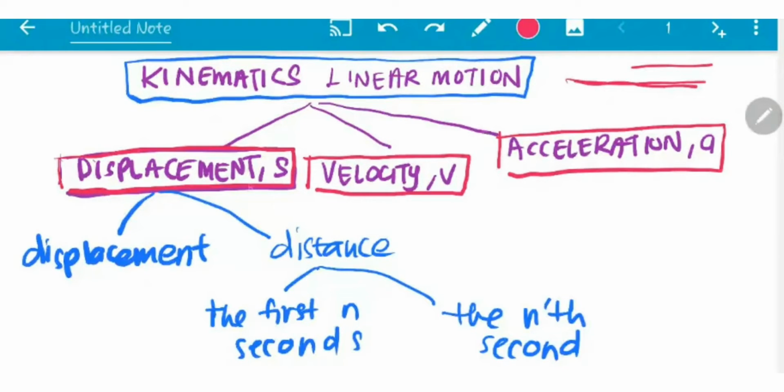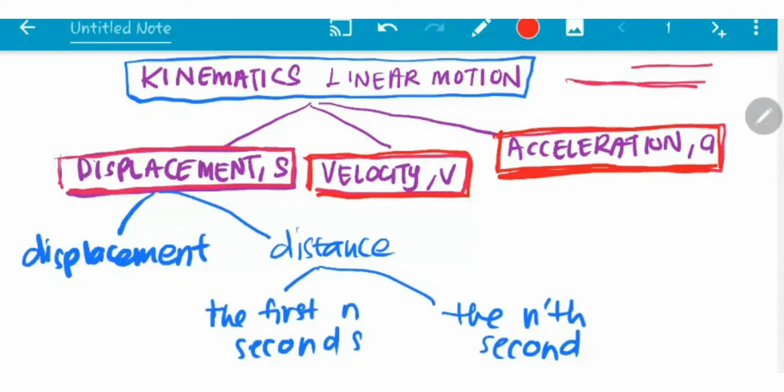So we have 3 subtopics. The first one is displacement. We use small letter S to represent displacement. The second one, we have velocity. We use small letter V to represent velocity. And then the third one, we have acceleration. We use small letter A to represent acceleration.